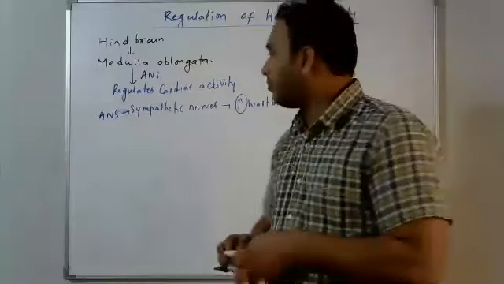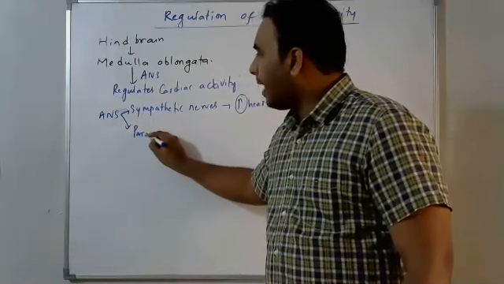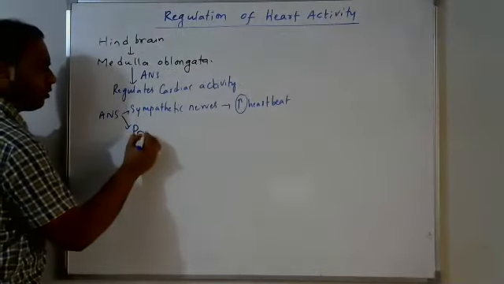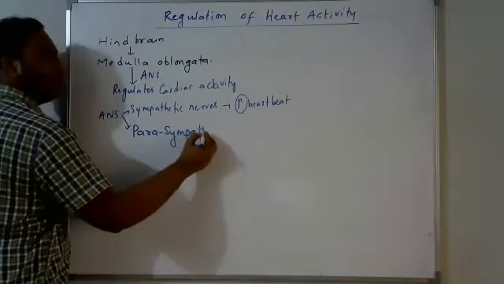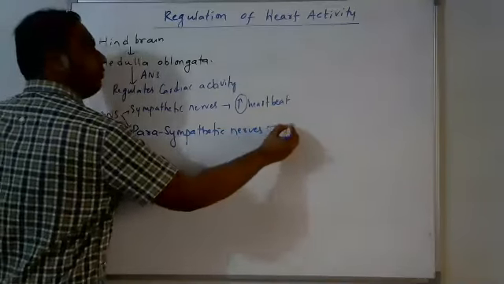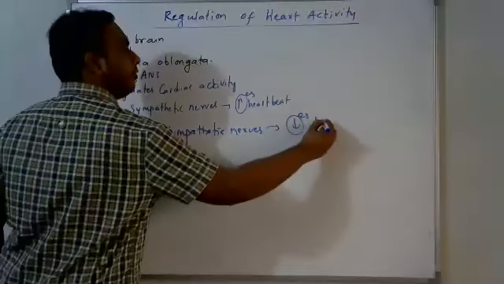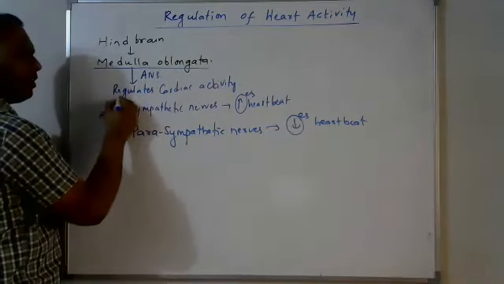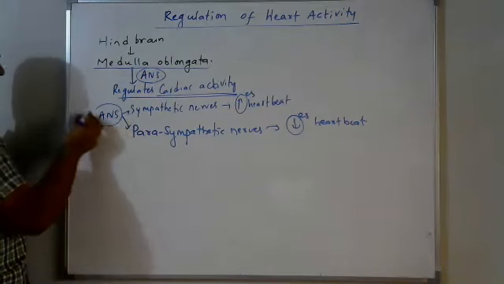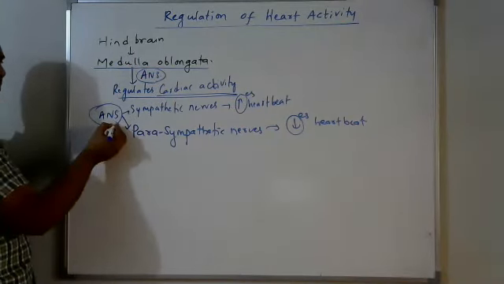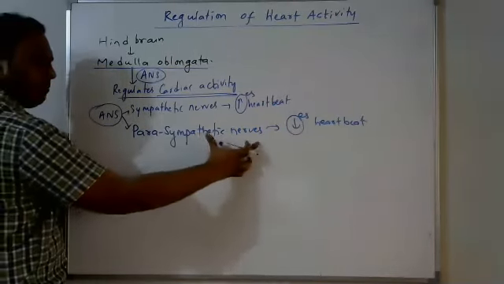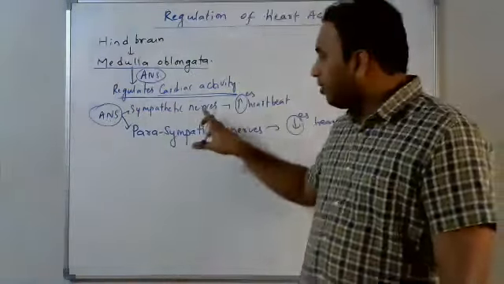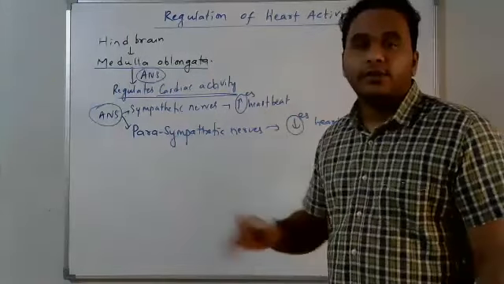And the ANS also consists of parasympathetic nerves, which will reduce the rate of heartbeat. So the medulla oblongata is controlling the cardiac activity by the ANS. What does the ANS consist of? ANS is nothing but the autonomous nervous system. There are two important nerves, sympathetic and parasympathetic, which constitute the autonomous nervous system. Sympathetic nerves will increase the rate of heartbeat, and parasympathetic nerves will decrease the rate of heartbeat.